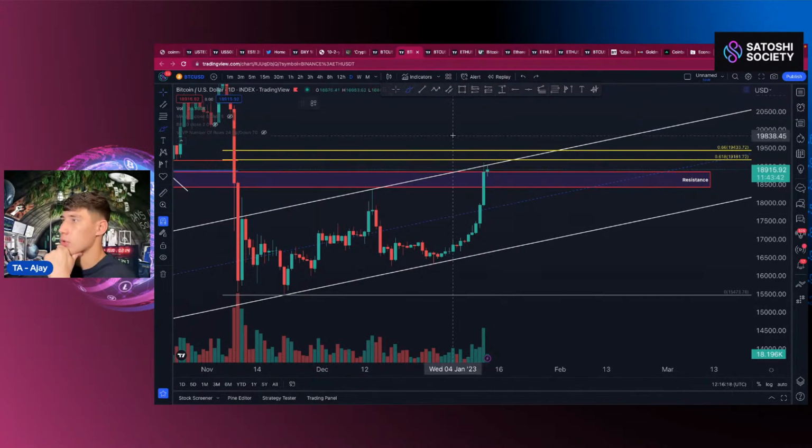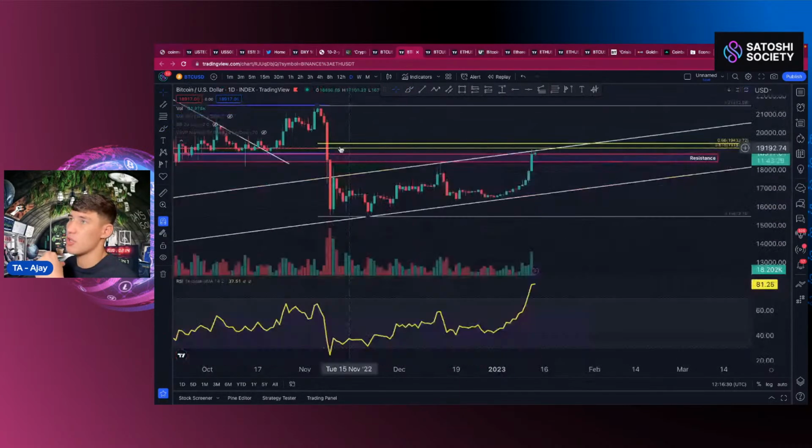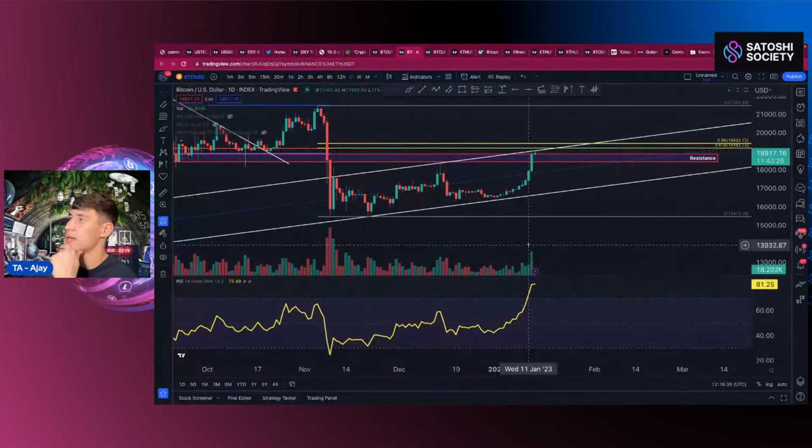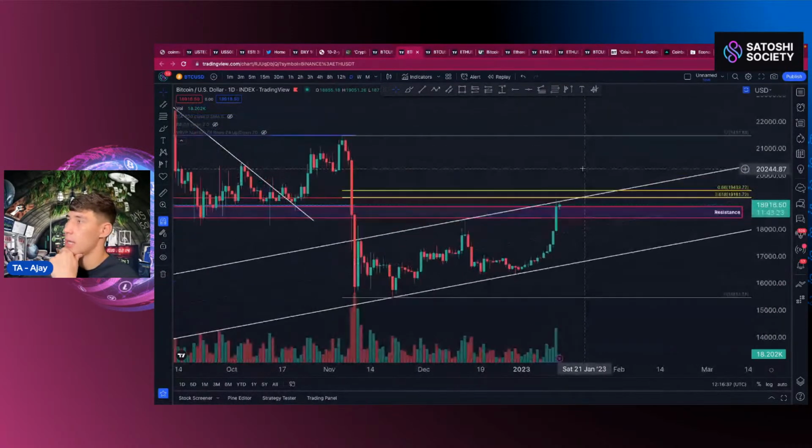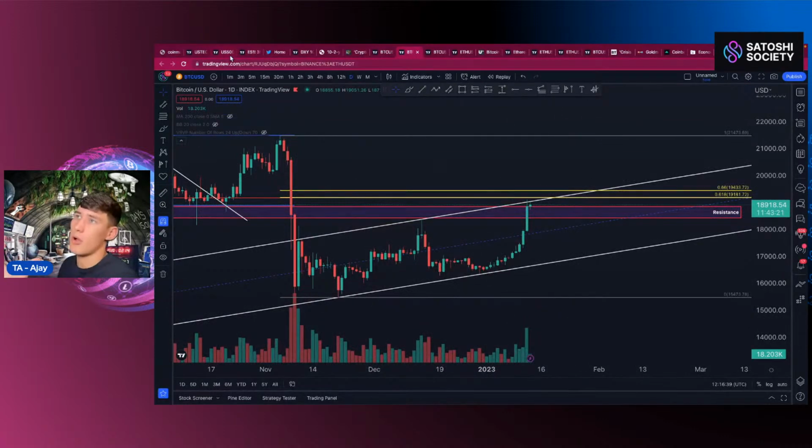Right now, we could potentially see Bitcoin test this golden pocket here and find a rejection from there, or we could just get a rejection from here. We are coming into resistance as well, and we have this massive bearish divergence on the daily. Lower lows on the price action chart, higher highs on the RSI. So right now it's looking prime for a pullback.